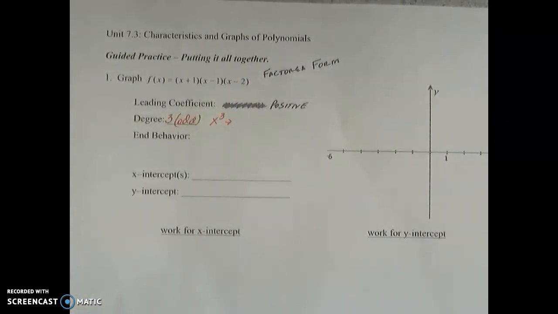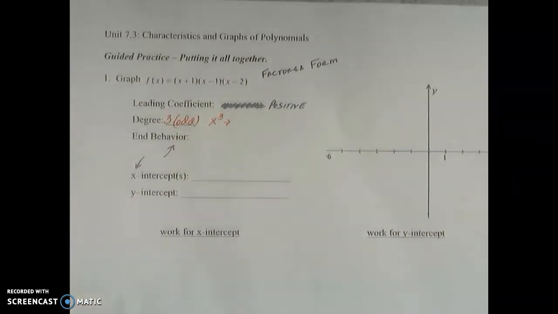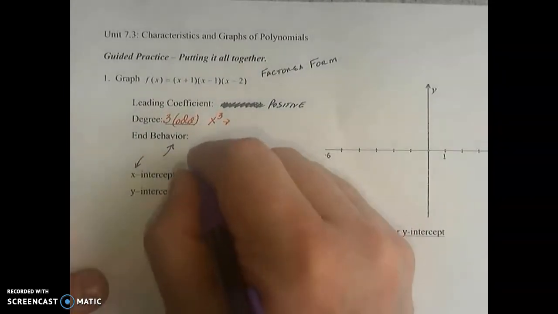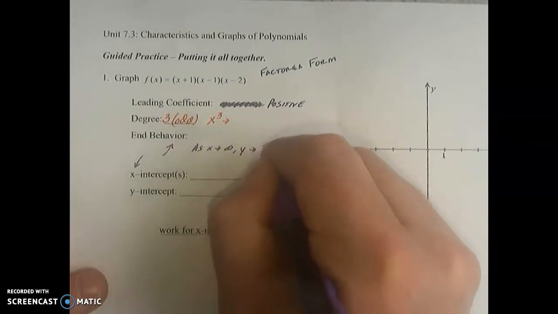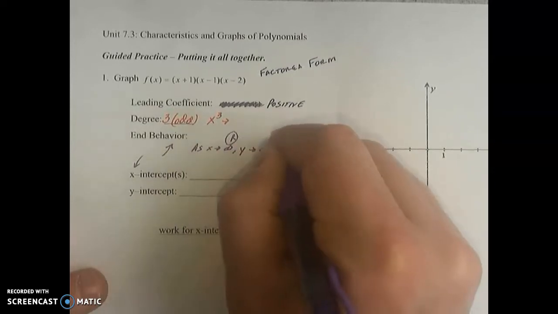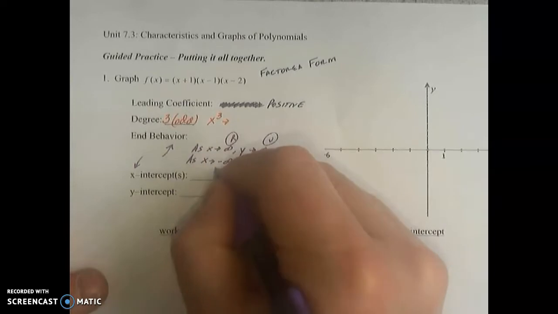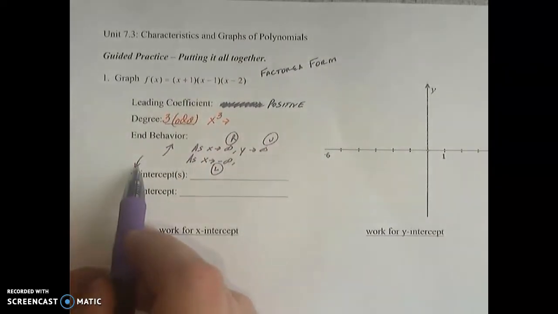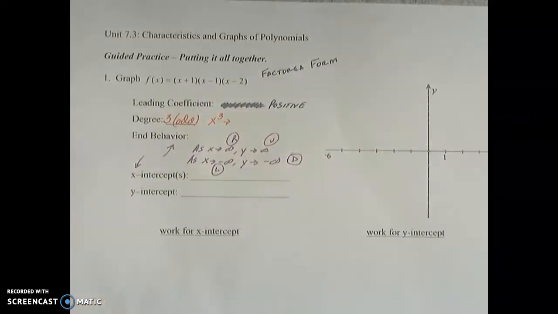So our end behavior, if we check out our chart, positive and odd, our end behavior should look like this visually, okay? And then as x approaches infinity, that's to the right. Y will approach infinity because when it's going right, it's going up. As x approaches negative infinity, that's the left side of the graph. Over here, it's going down. So y will approach negative infinity or down. Okay, so we took care of our end behavior based on the leading coefficient and degree.